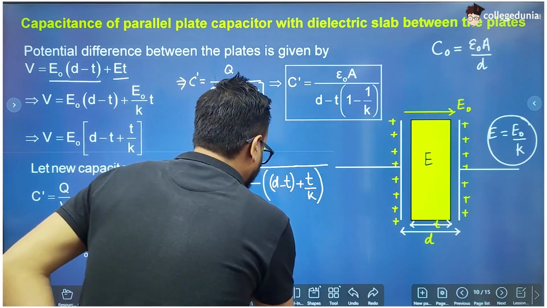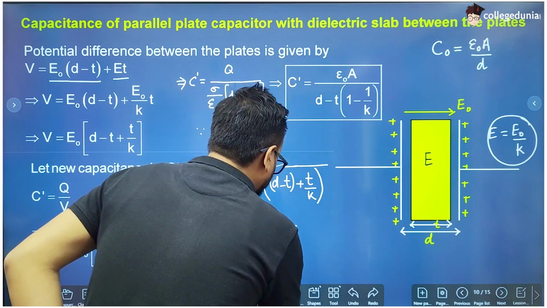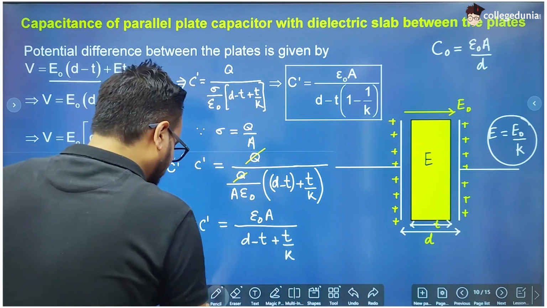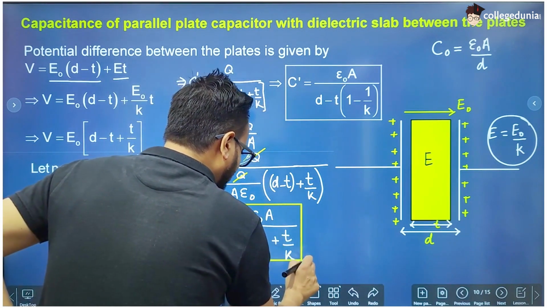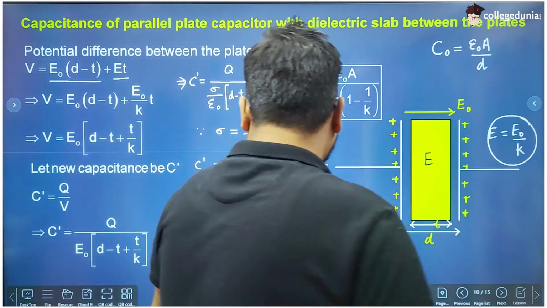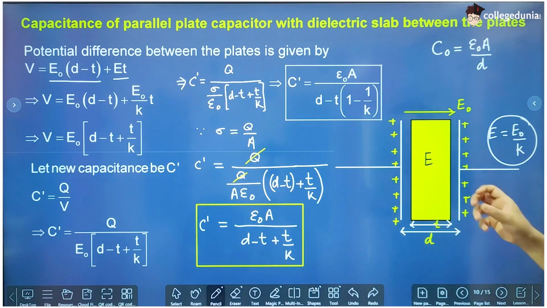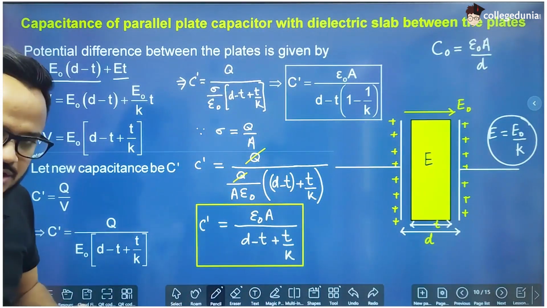So this becomes epsilon naught A by D minus T plus T by K. This is the final result. Now let us compare which is greater. Initially the capacity was epsilon naught A by D. When we have inserted the slab, the capacity is epsilon naught A by D minus T plus T by K.